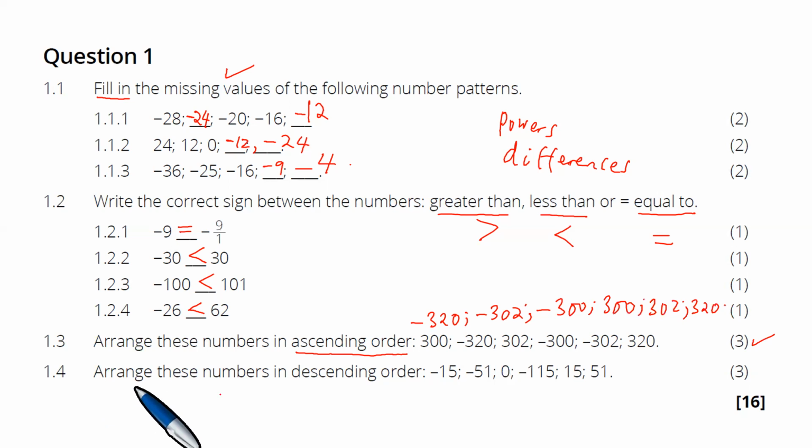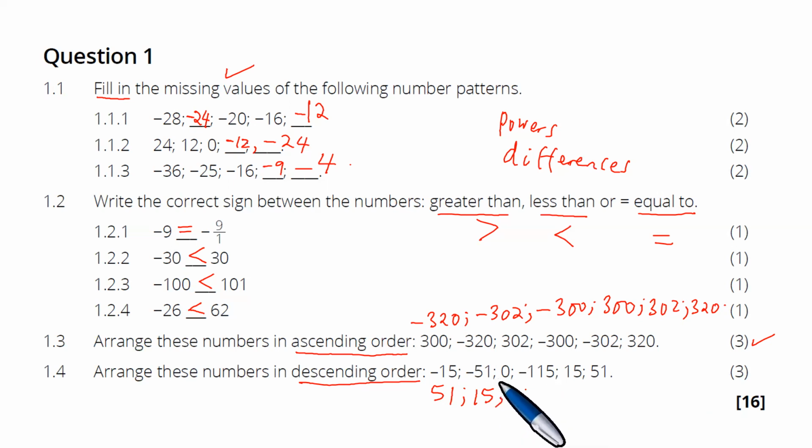Now we need to arrange these numbers in descending order. Descending order means that they are descending in magnitude or in size. So we start from the biggest to the smallest, from the greatest to the least. The biggest one is the number 51, and after 51, the one that follows is the number 15.